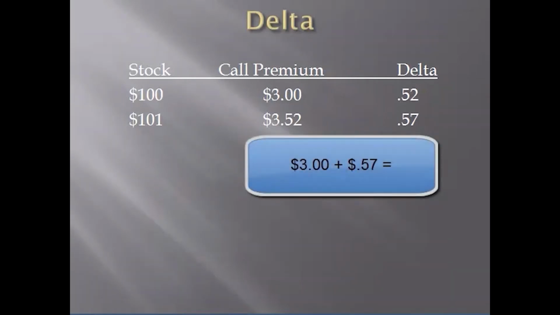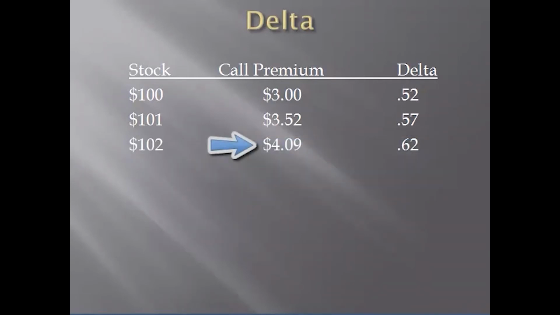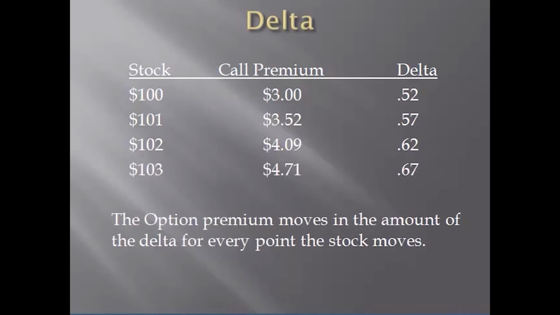So if that stock goes to 102, what is our call premium going to be worth? Well, add the 57 cents, and we get $4.09. And we can do that again: at $102, our delta's 62 cents, and the premium's $4.09. What's that call option going to be worth if we go to 103? Add 62 cents to the $4.09, and we get $4.71. Okay, so the option premium moves in the amount of the delta for every dollar or point that the stock moves.